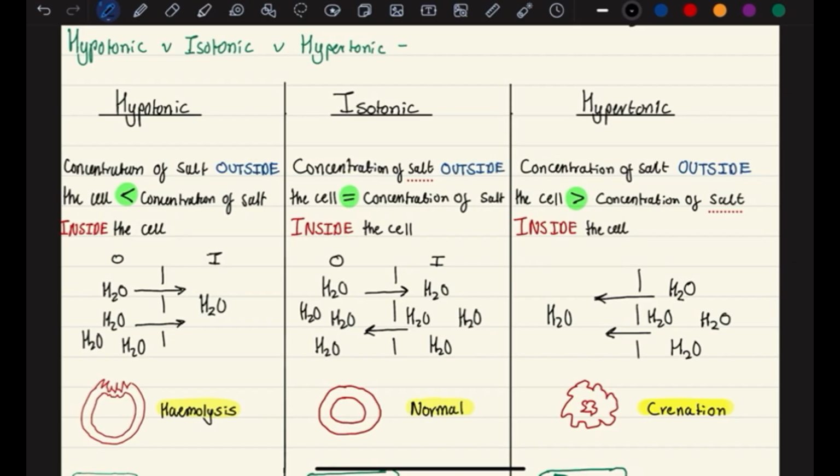So you can see that here. With the O, I will just highlight it just for clarity. See the O here and the I here? Outside the cell, we have a greater concentration of water than in the cell. So again, down the water potential gradient, you're going to see water enter the cell.